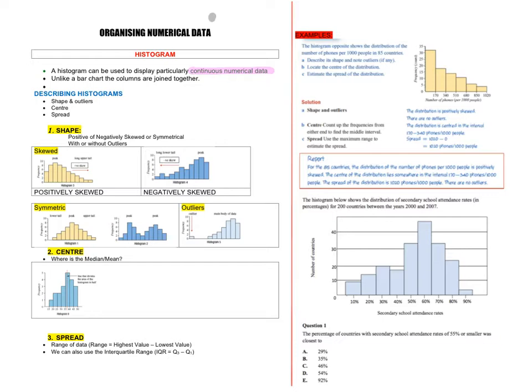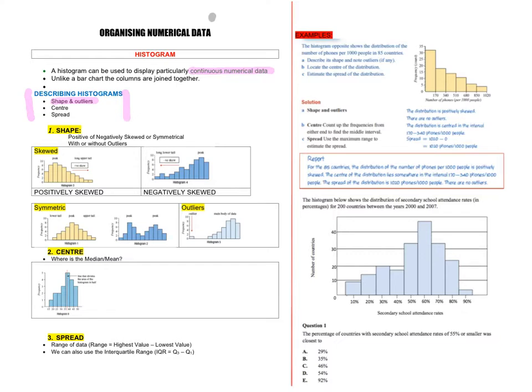If you have a look here, describing the histogram, just written there, are the things that you're going to have to say. If they say comment on the data or what does this tell you, this is what you do. You first look at the shape of the histogram and whether it has outliers. In a minute, I'll show you how we create a histogram on the calculator, but when we do, they are produced and they look like this.